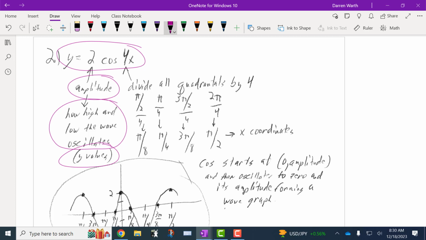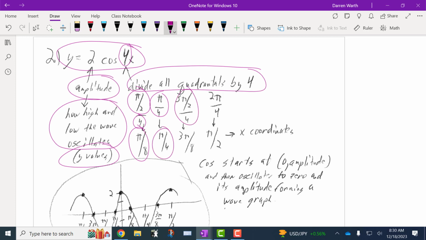We've also got a number in front of our x, so we're going to divide all quadrantals by 4. My first quadrantal is pi over 2, divide that by 4, and I get pi over 8. Then pi divided by 4 simplifies to pi over 4. 3 pi over 2 divided by 4 gives me 3 pi over 8, and 2 pi over 4 simplifies to pi over 2. Remember, you can also use the pattern of pi over 8, 2 pi over 8, 3 pi over 8, and 4 pi over 8, and then simplify those.